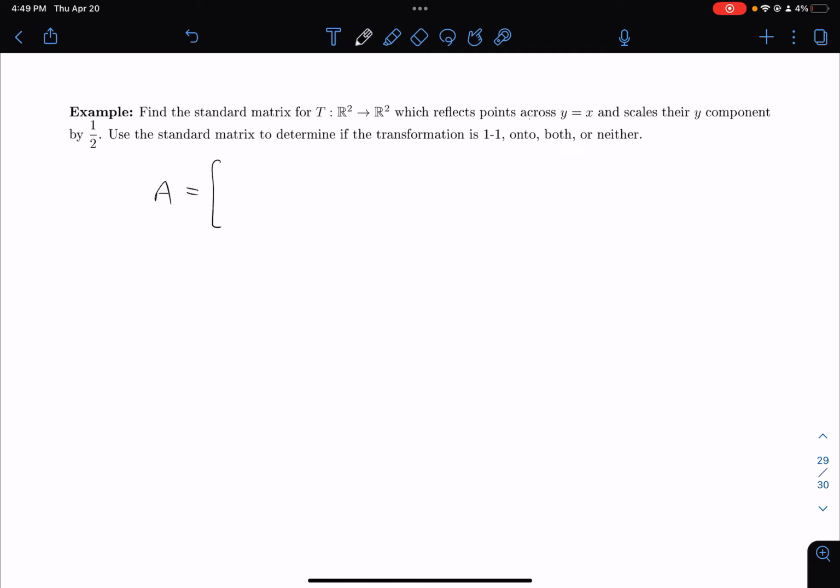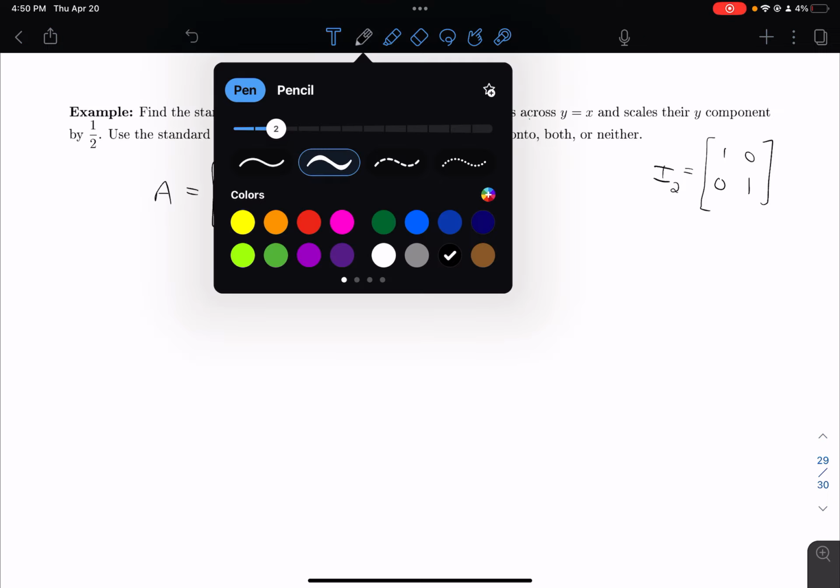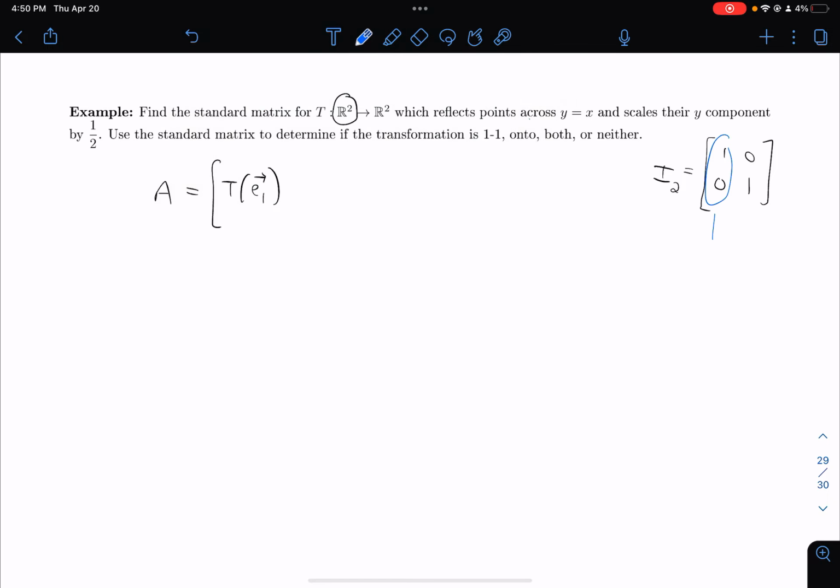And the first column of the standard matrix is T of E1. Remember, E1 is the first column of the identity matrix. So because my domain is R2, I'm talking about the 2x2 identity matrix. I'll call that I subscript 2. So it's a 2x2 matrix with 1s along the main diagonal, and everywhere else there's got to be 0s. So E1 is the first column of that identity matrix.